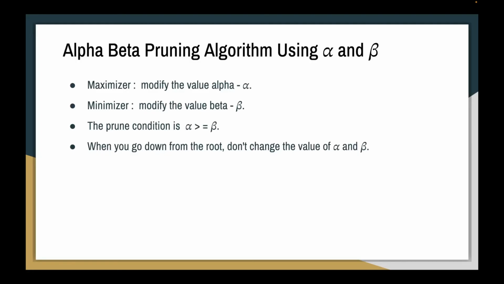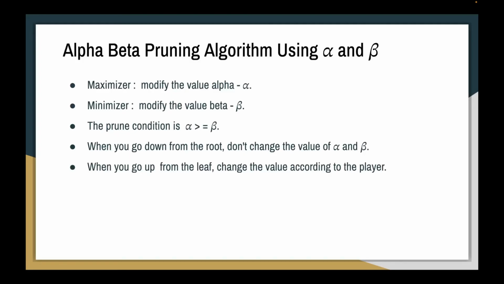When you go down from the root, don't change any values of alpha and beta. When you go up from the leaf, change the value according to the player. If it is a maximizer, you change only alpha. If it is a minimizer, you change only beta. And finally, the initial value of alpha should be minus infinity and beta should be infinity. These are all the considerations.